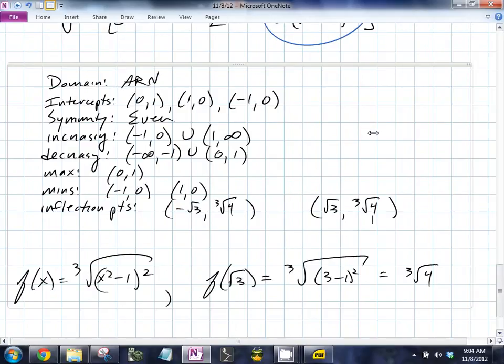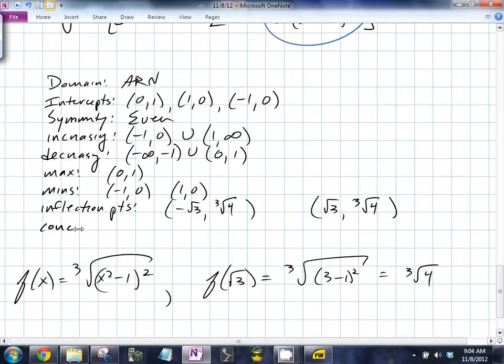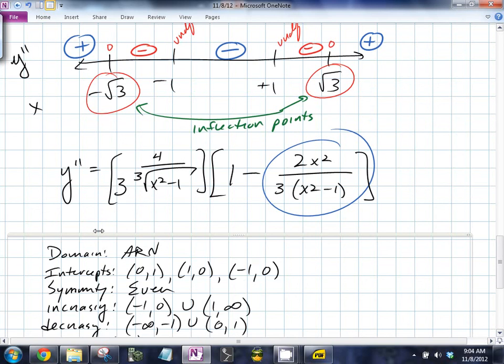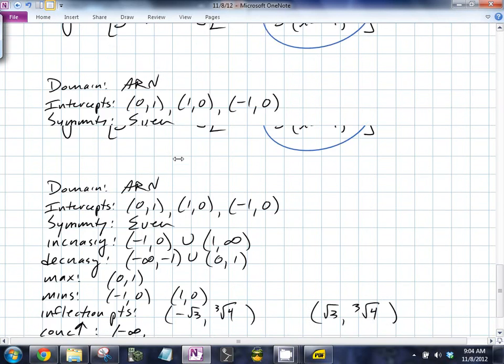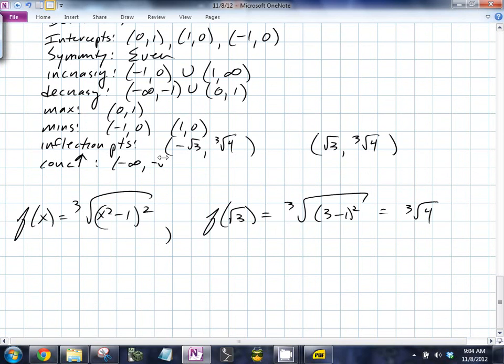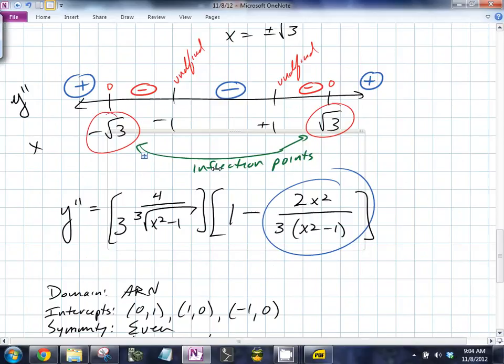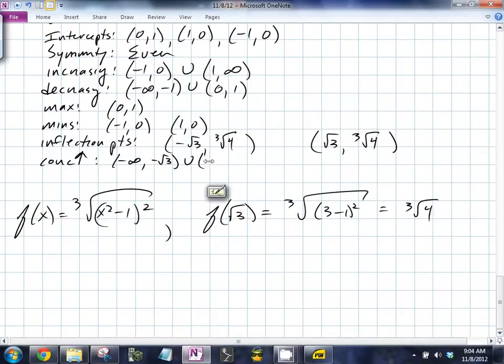So for concavity, where is it concave up? It's where the second derivative is positive. Where was the second derivative positive? Negative infinity to negative root 3, union root 3 onward, right? And then where's it concave down? Everywhere else, which is negative root 3 to root 3, right there.